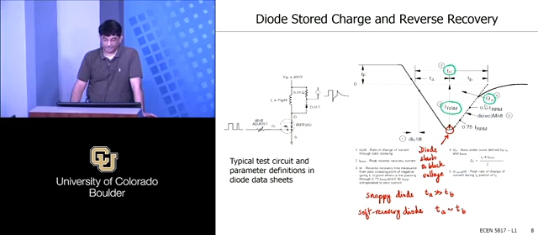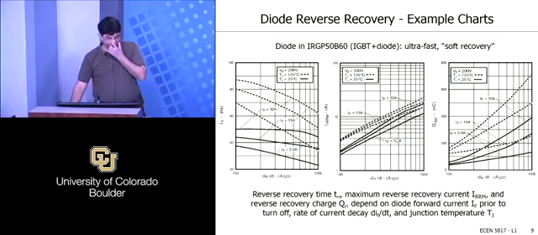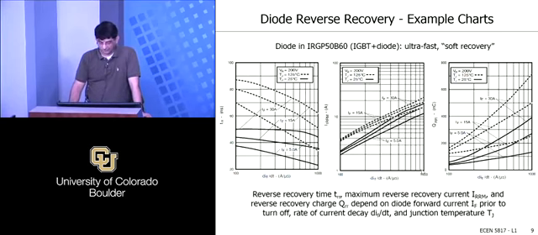So the parameters that they depend on, most importantly, are what is the initial amount of current going through the diode. They depend on how fast you reduce the current through the diode. So it depends on the slope as you're going through the zero crossing. And it also depends on the temperature. All right. So if you went to a diode data sheet, you'll find charts like this. This is just giving you an example here.